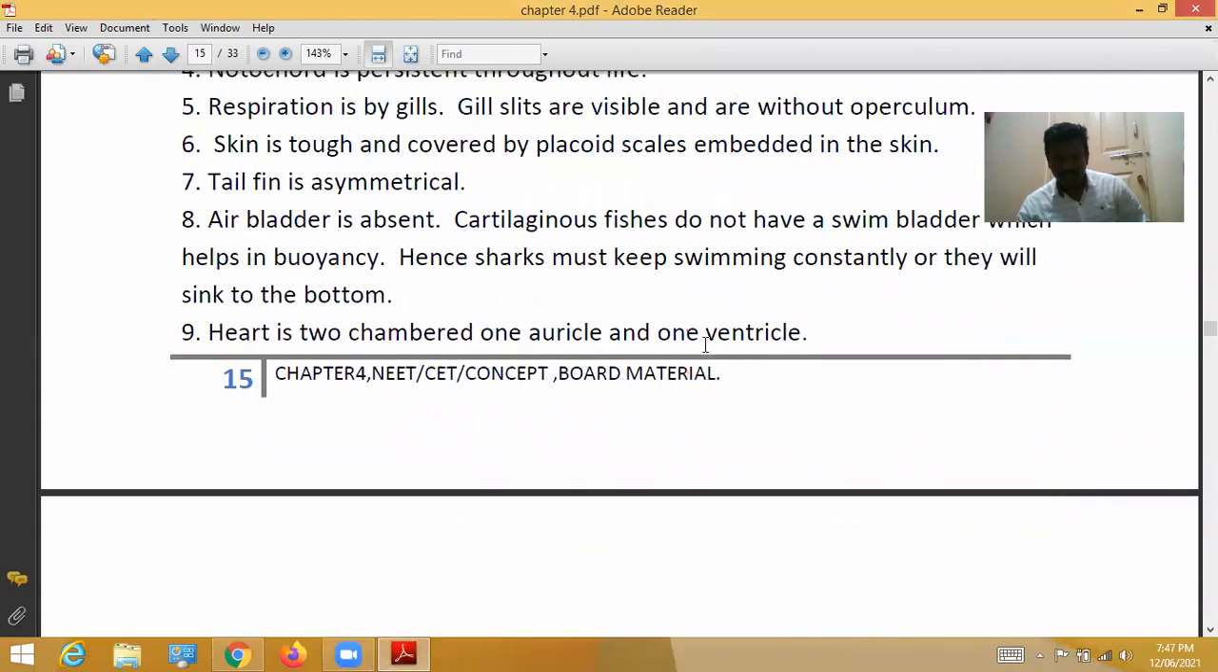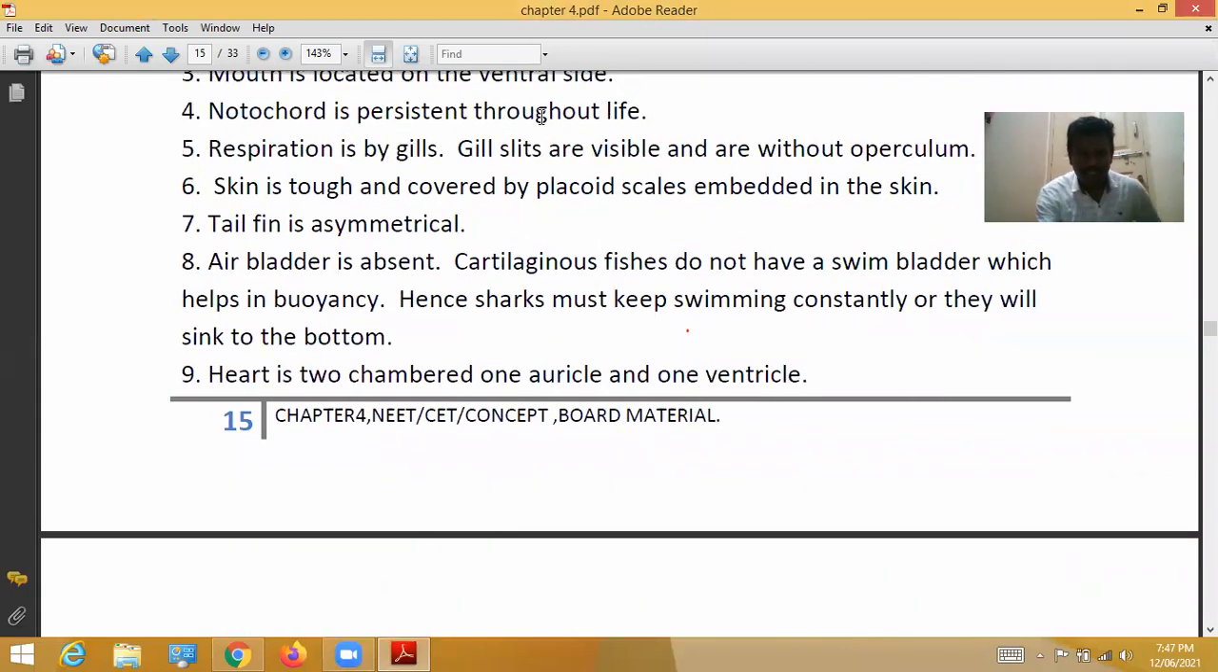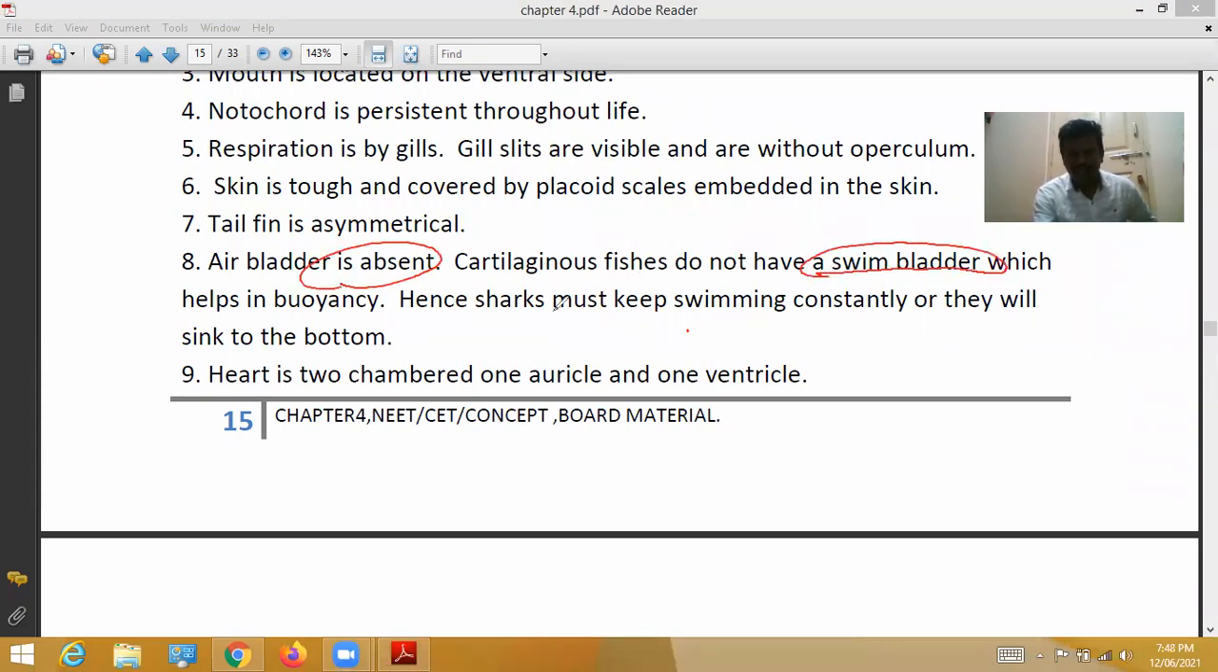Generally, we don't have an air bladder. Due to the absence of the air bladder, which helps in buoyancy, they don't float. Buoyancy means what? Freely floating on the upper surface of the water. Hence, sharks must keep swimming constantly, or they will sink to the bottom of the water.